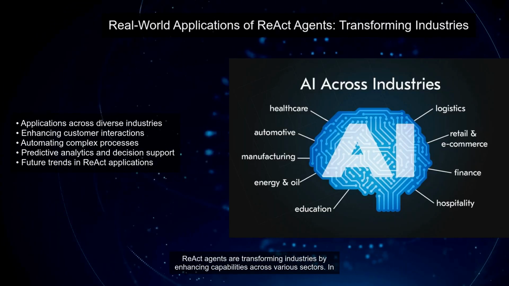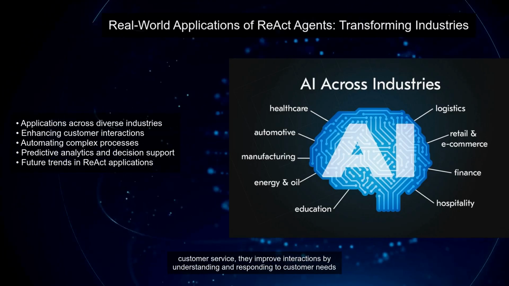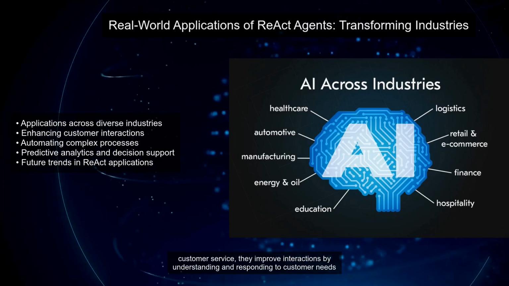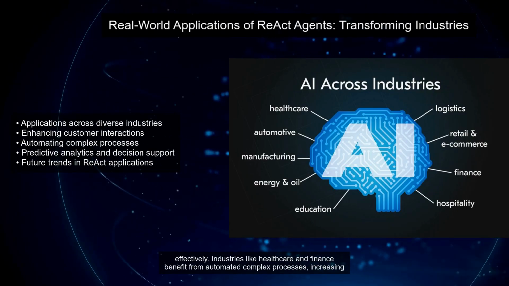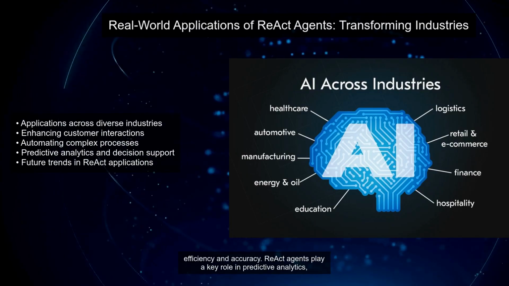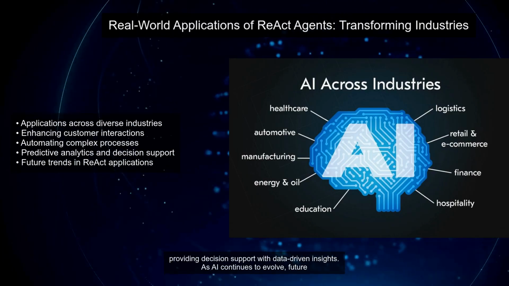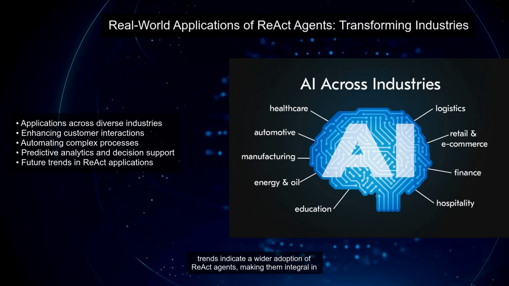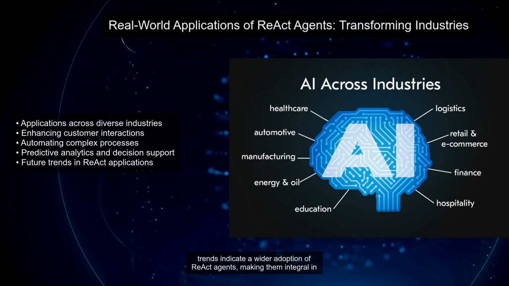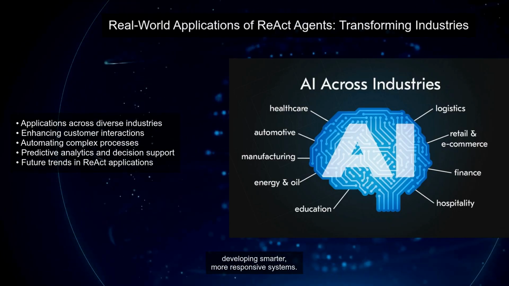ReAct agents are transforming industries by enhancing capabilities across various sectors. In customer service, they improve interactions by understanding and responding to customer needs effectively. Industries like healthcare and finance benefit from automated complex processes, increasing efficiency and accuracy. ReAct agents play a key role in predictive analytics, providing decision support with data-driven insights. As AI continues to evolve, future trends indicate a wider adoption of ReAct agents, making them integral in developing smarter, more responsive systems.